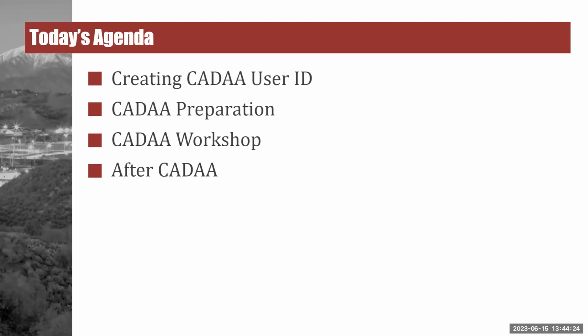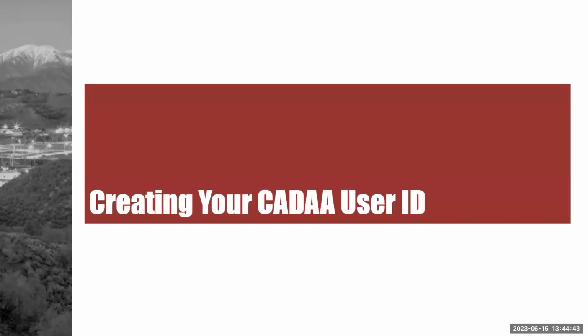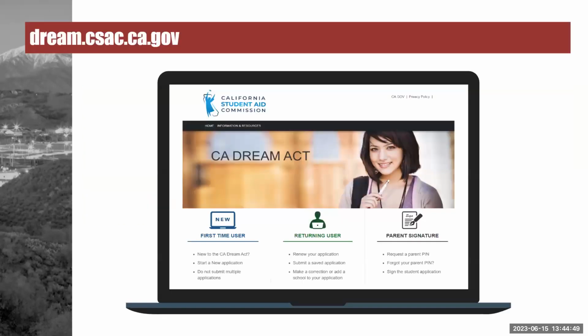Next, we will work through a California DREAM Act application together. Screenshots of the online California DREAM Act application have been taken, allowing us to gain a better understanding of the online user experience. Finally, we will conclude our time together with an overview of what to expect after you have submitted the California DREAM Act application. Let's begin with an overview of creating the California DREAM Act application user ID.